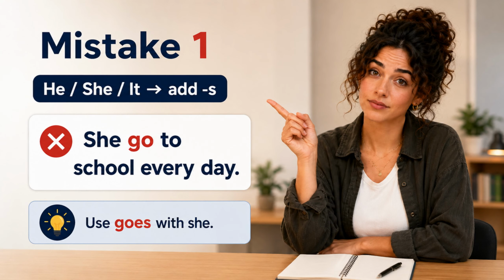Mistake number 1. He, she, it, and the letter S. Look at this sentence. She go to school every day. This sentence is wrong. Why? Because the subject is she. In the simple present tense, when we use he, she, or it, we usually add s to the main verb. So we do not say, she go. We say, she goes.